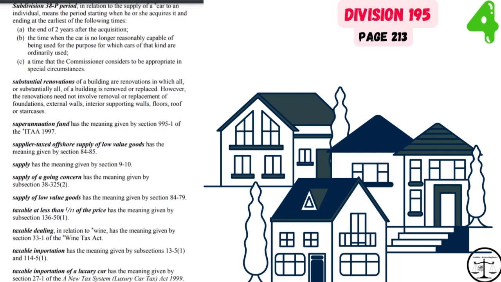Word number 25. Subdivision 38P period. 26. Substantial renovations. 27. Superannuation fund. 28. Supplier taxed offshore supply of low-value goods. 29. Supply. 30. Supply of a going concern. 31. Supply of low-value goods. 32. Taxable at less than 1/11th of the price. 33. Taxable dealing. 34. Taxable importation. 35. Taxable importation of a luxury car.